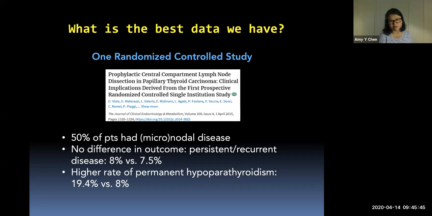Now, I'm sure there are some of you who are thinking, no way, our surgeons are much better and we don't get that sort of rate of hypoparathyroidism. But anytime you start to dissect and devascularize the soft tissue in the central compartment, you run the risk of permanent hypoparathyroidism. And if you have an 18, 20, 22-year-old patient, that can be devastating. So I think it's very important to be, again, intentional and thoughtful about whether you're going to do a central lymph node dissection or not.